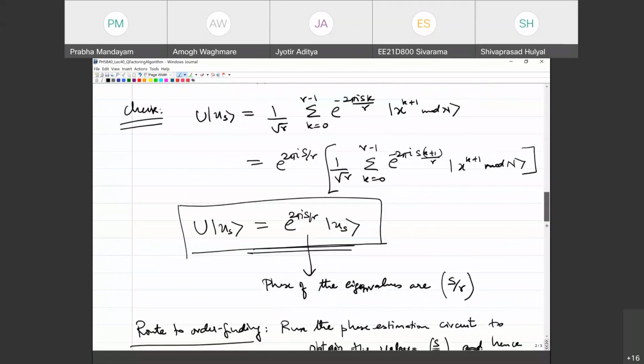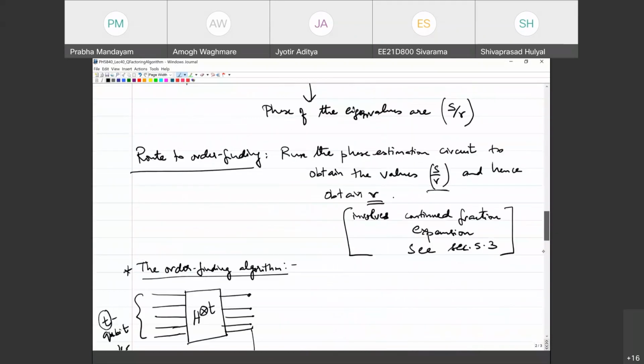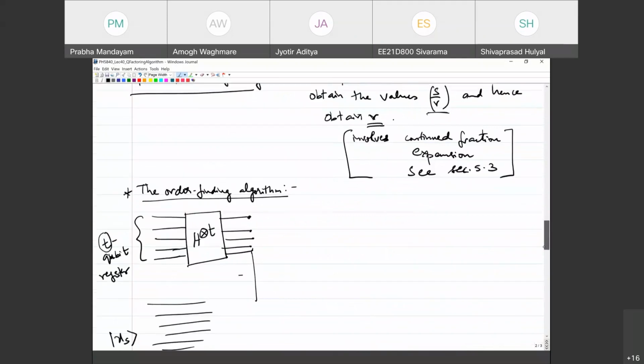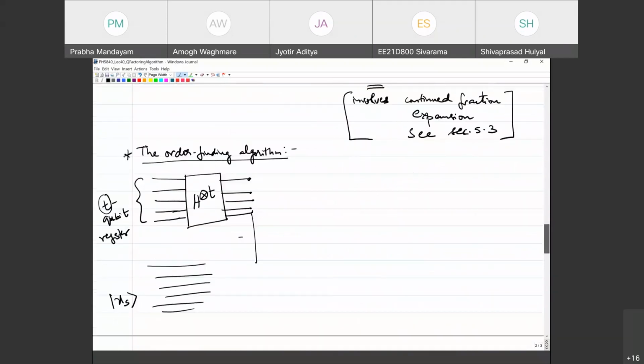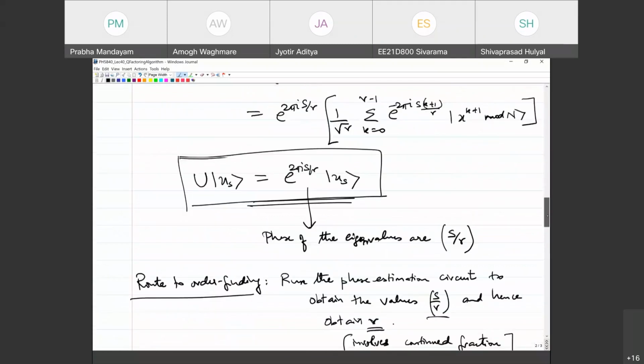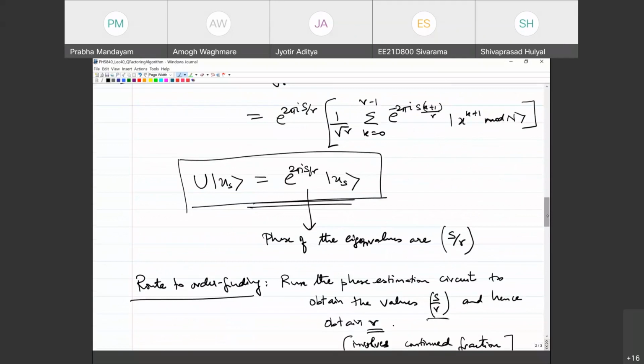But what is a bit of a chicken and egg problem is, what about this eigenstate u_s? Because this is the eigenstate corresponding to a particular eigenvalue. In phase estimation, we kind of brush this under the carpet and say somebody has given us this eigenstate u_s. But if I start an order finding algorithm and all the inputs that I have are only x and capital N, how do I prepare this eigenstate u_s?